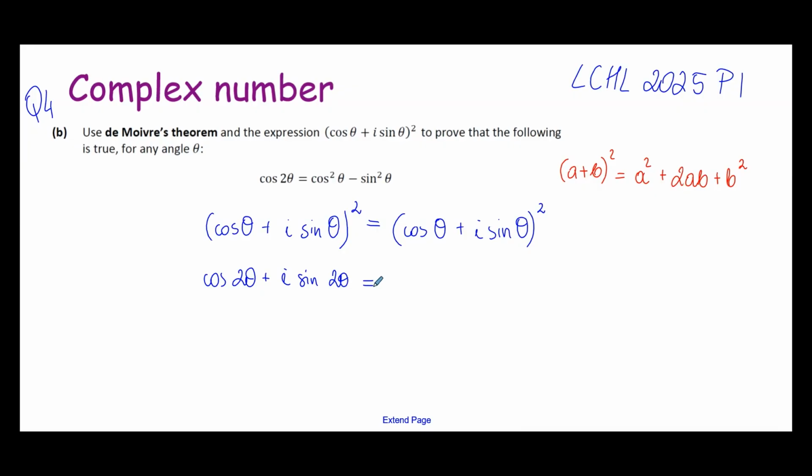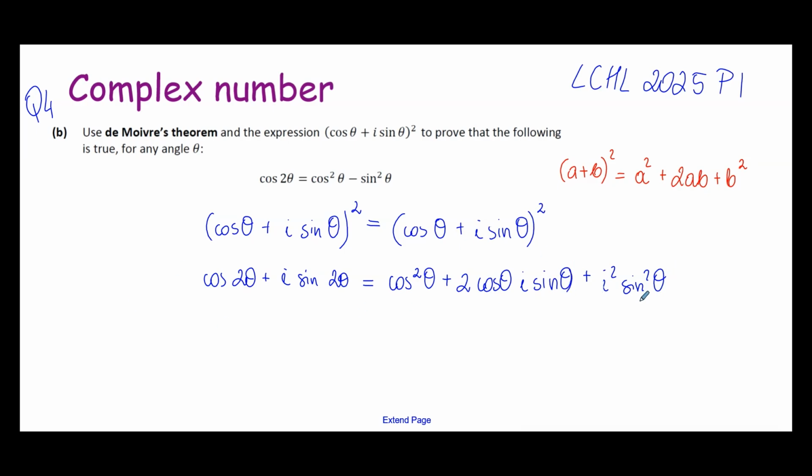So that's what we have on this side of the equation, and on the other side of the equation, like I said, first number to the power of 2, therefore my cos to the power of 2 theta, plus 2 multiplied by the first number cos theta, multiplied by the second number, which is i sin theta, plus my second number i to the power of 2 and sin squared theta.